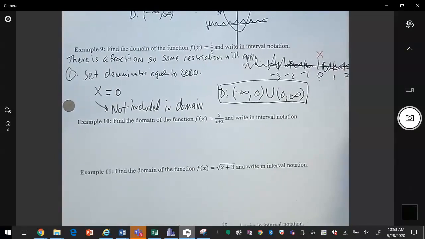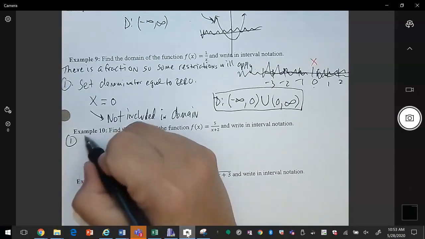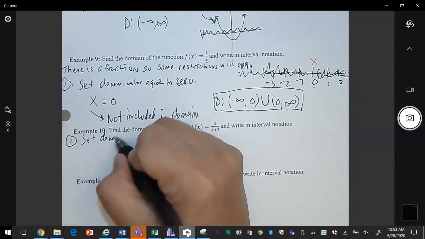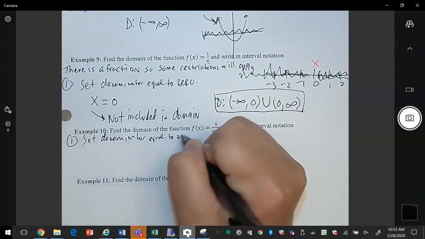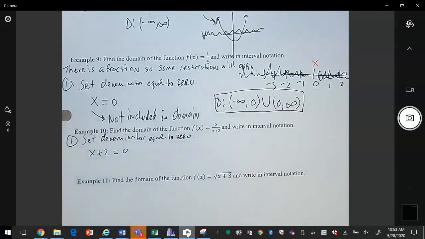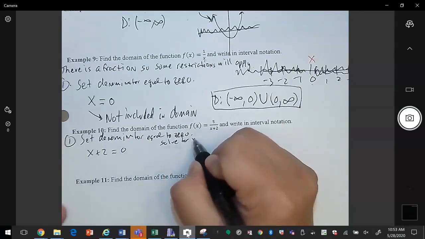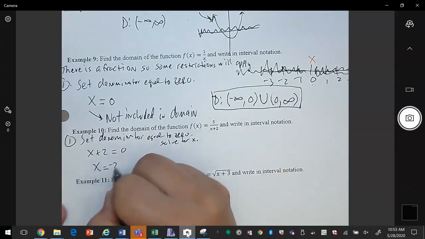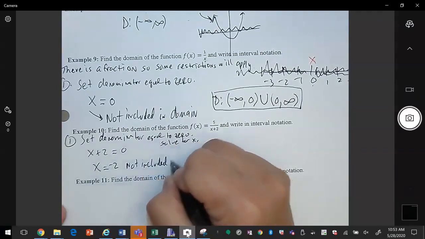The next one, do I have a fraction? Yes. So automatically there's a restriction. So to find the restriction, remember we set the denominator equal to 0. My denominator is x plus 2. And then we solve for x, or for the variable. So x would be negative 2. So this would be not included in domain.